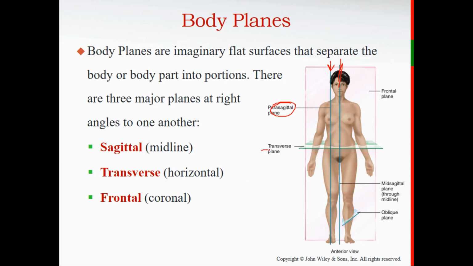A transverse plane divides the body into superior and inferior portions, up and down. I call that the Darth Maul cut for you Star Wars fans. And a frontal, sometimes referred to as coronal, would divide the body. You can see that is this big plane here. It's kind of hard to see in a two-dimensional picture, but it would divide the body into front and back, or anterior and posterior sections.